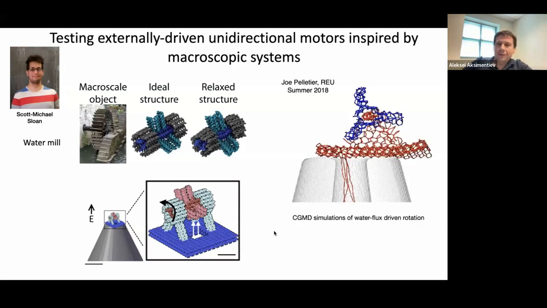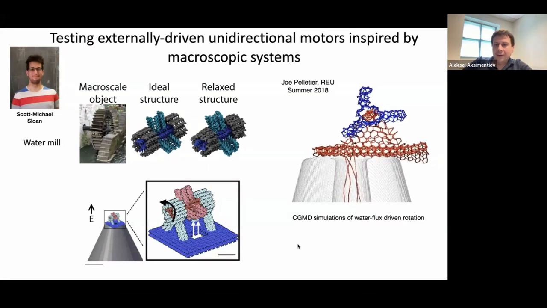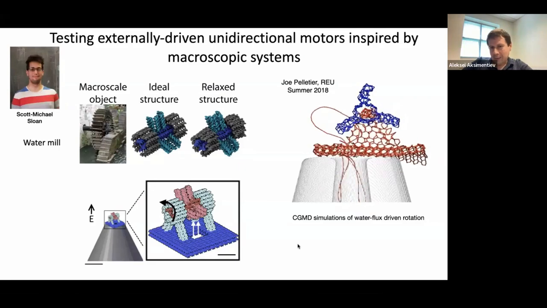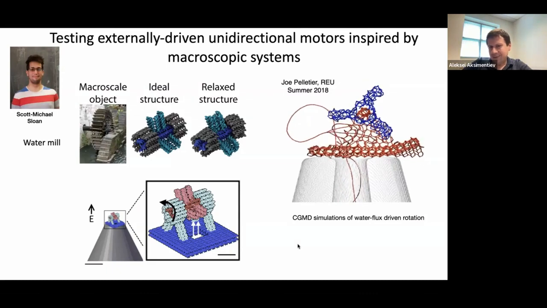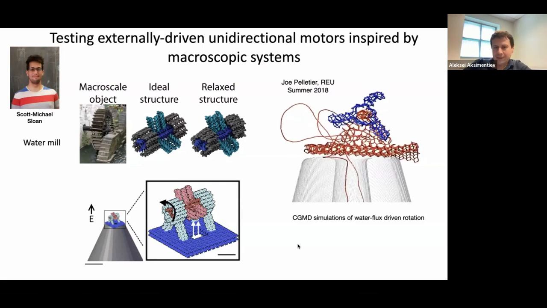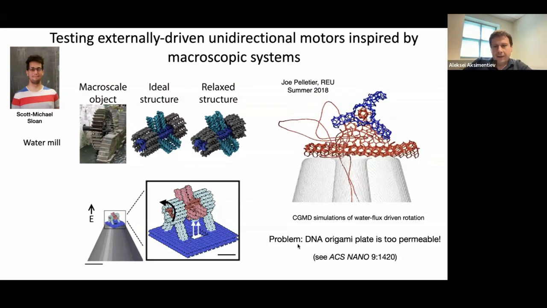We had an undergrad student back in 2018 who tried to simulate this, and this is what happened in these simulations. We can make the model of the nanopipette and of the origami, but it didn't work. Not that it didn't spin at all, but the problem was that the origami plate is just too permeable. It's very nice to draw a little hole with water flux, but the fact is the water flows through the origami without any holes, especially when it's driven by electric field, and that's why we abandoned the design.